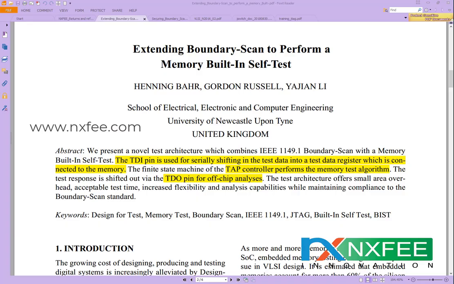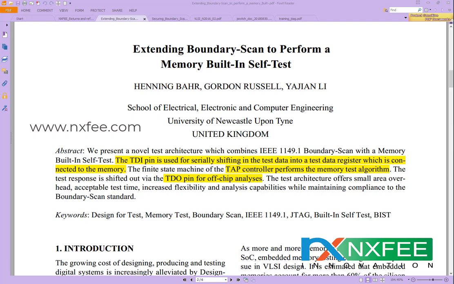Even a single memory fault can cause a system to crash, especially in critical applications such as automotive, electronics, networking, and medical imaging. This is why memory testing always has higher priority than other parts of the chip. Here, built-in self-test, BIST, is a popular method used to test memories, known as MBIST, because it allows the chip to test itself without depending on expensive external testers.